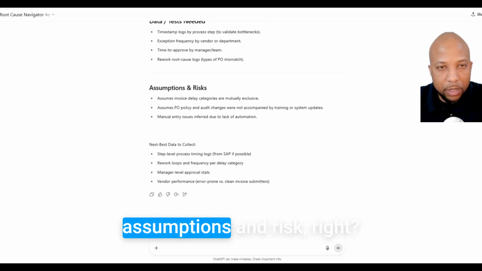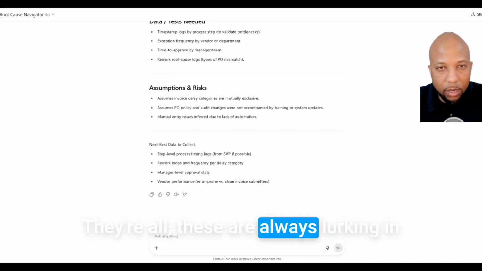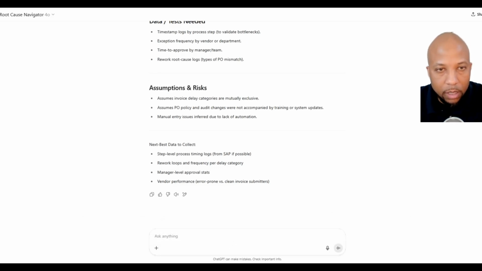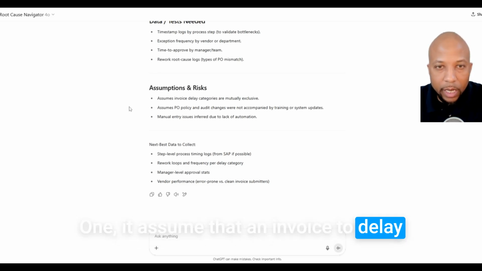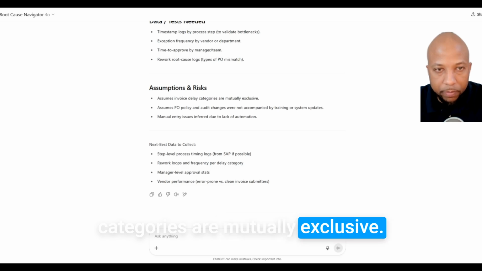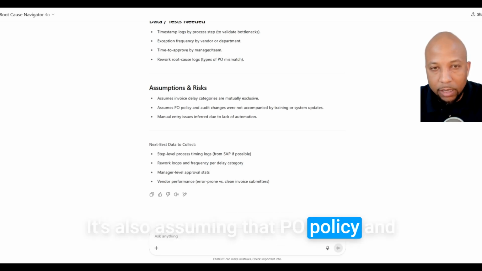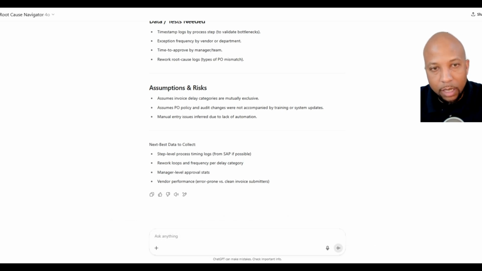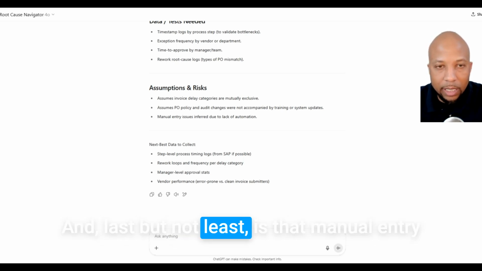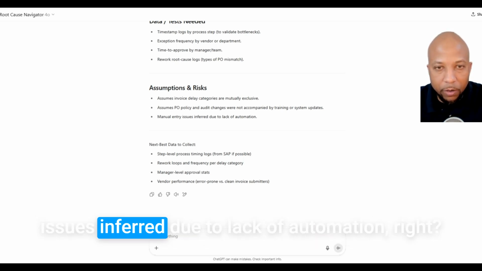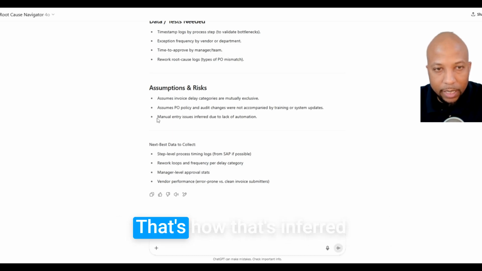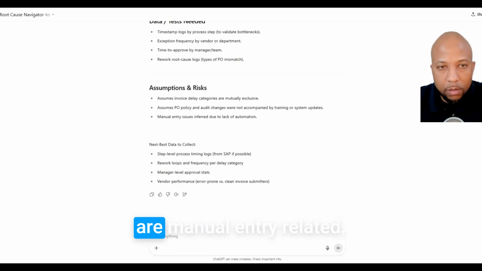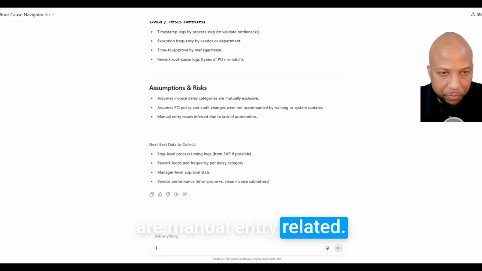It also provides us with assumptions and risks, right? These are always lurking in there somewhere, and it tells us here. It gives us 3 assumptions and risks. One, it assumes that invoice delay categories are mutually exclusive. It's also assuming that PO policy and audit changes were not accompanied by training or system updates. And last but not least, manual entry issues are inferred due to lack of automation, right? That's how that's inferred, because there is no automation, so it's inferring that the issues are manual entry related.